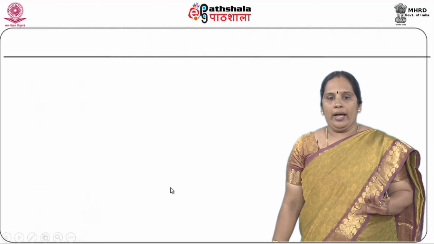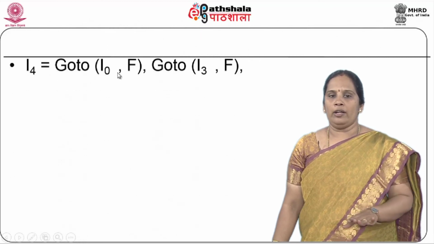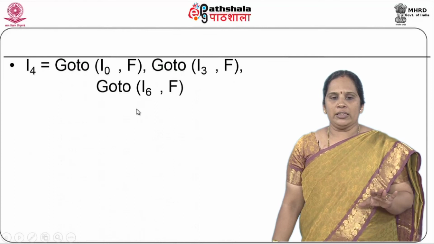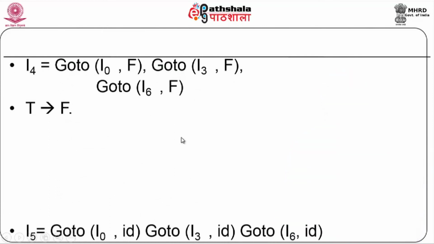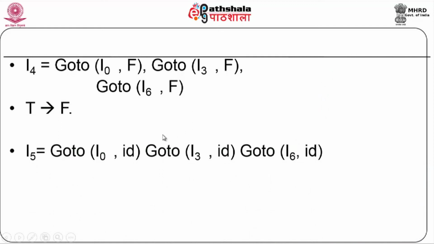Now, I4 will be go to of I naught comma F, which is T produces F dot, shifting it by one position, and I5 will be go to of I naught comma ID, which is equal to F produces ID dot. Now, I am done with I naught, but I have to still process I1, I2, I3 and so on, I4 and I5, if there is a dot appearing before a terminal or a non-terminal.